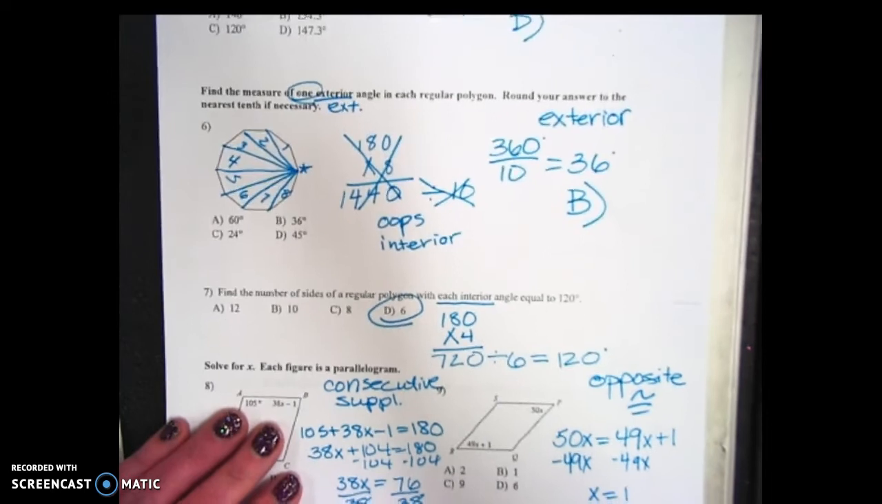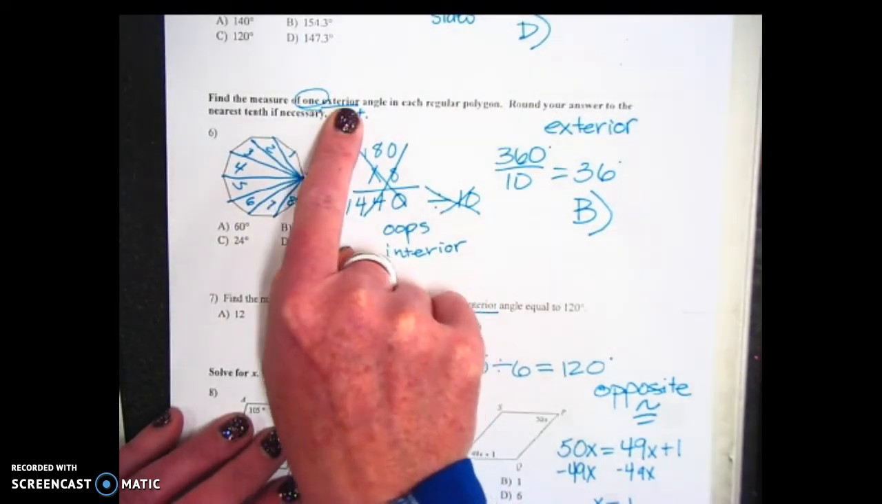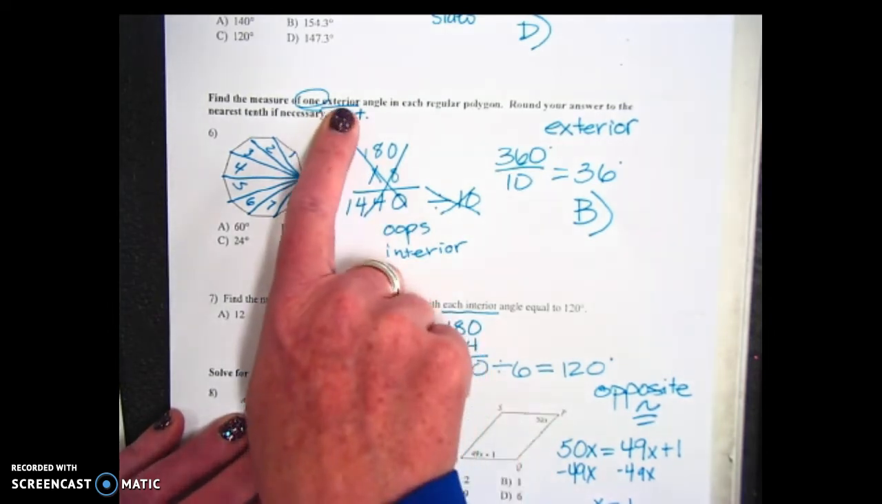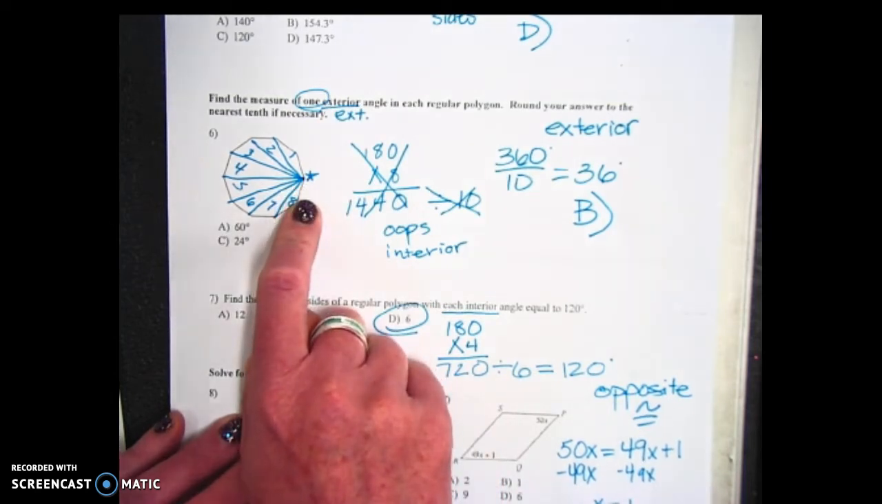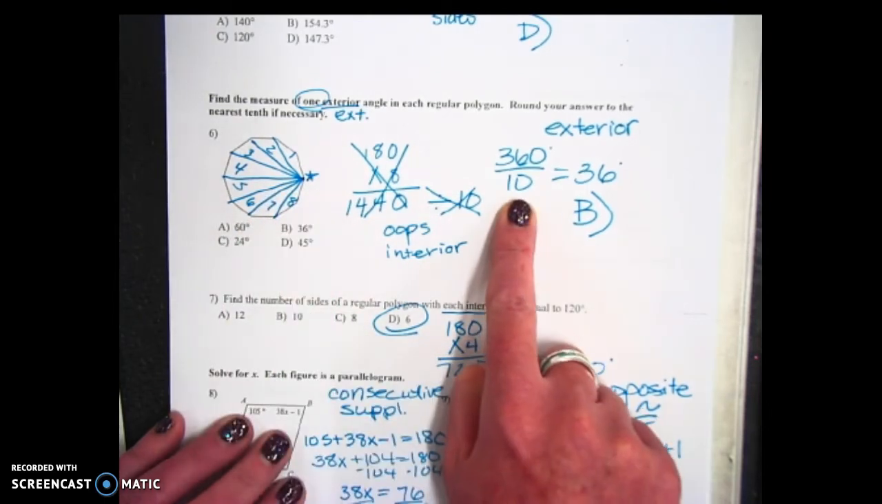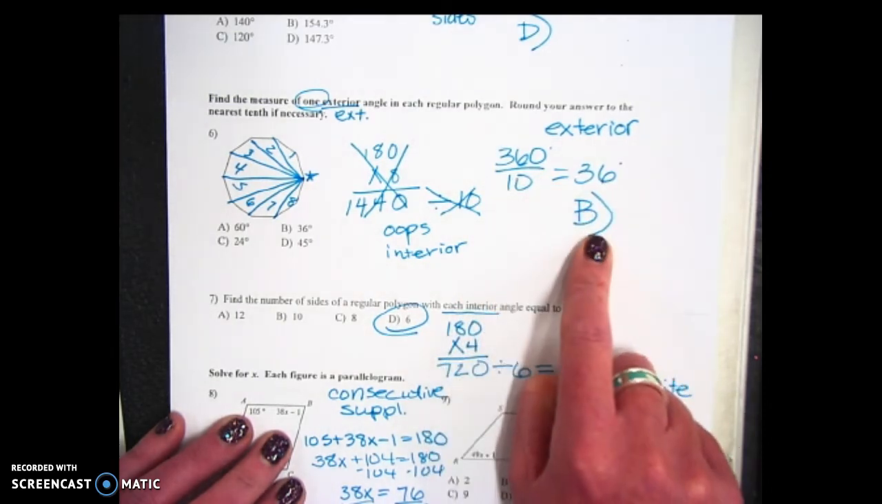Number 6 says to find the measure of one exterior angle. I started finding the interior angles first, and then I realized, oh, it says exterior. So you start the same way. No, you don't start the same way. All you do is count up the number of sides. There were 10 of them. So you take 360, divide by 10, and they're 36 degrees each.